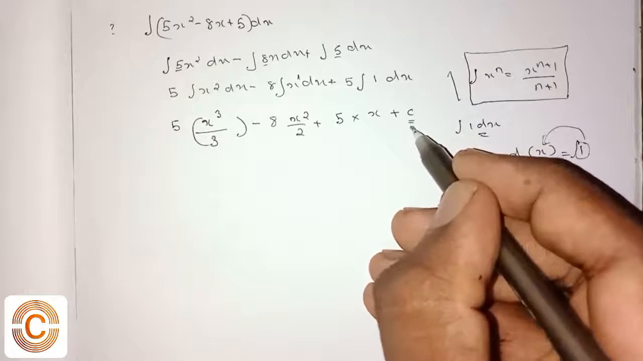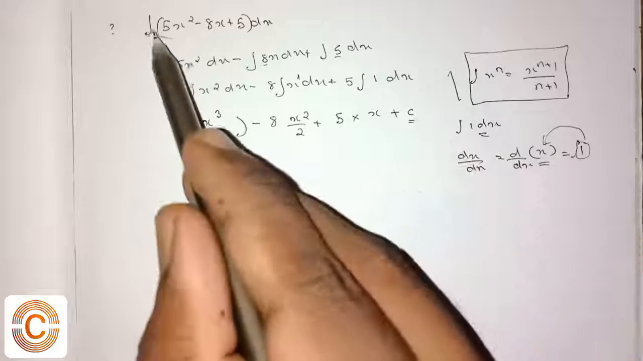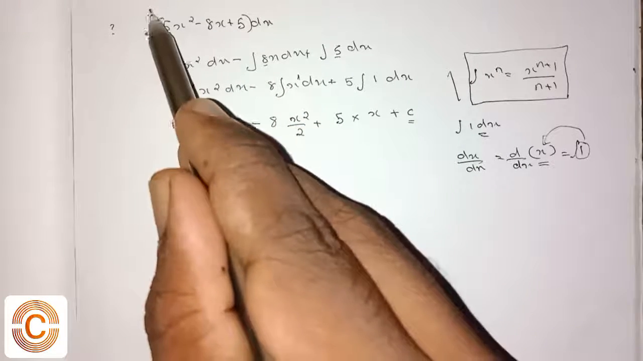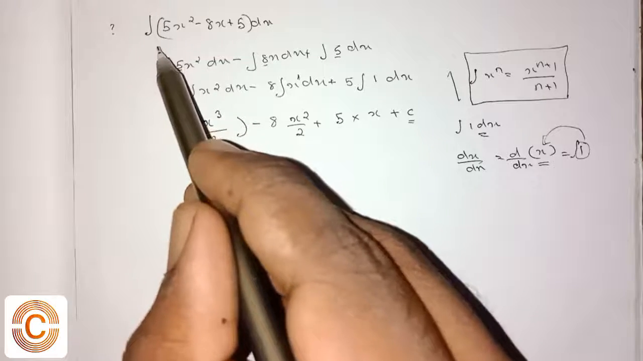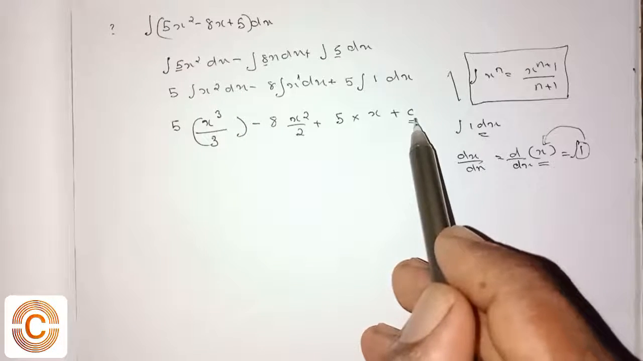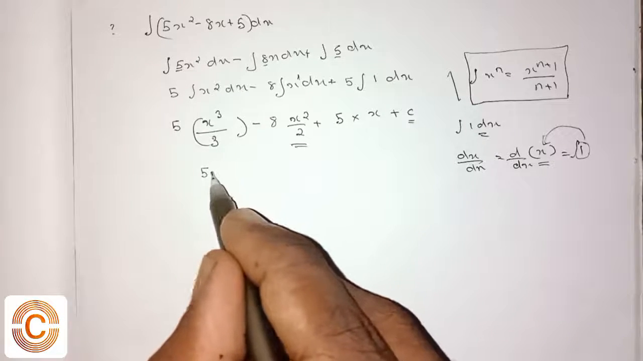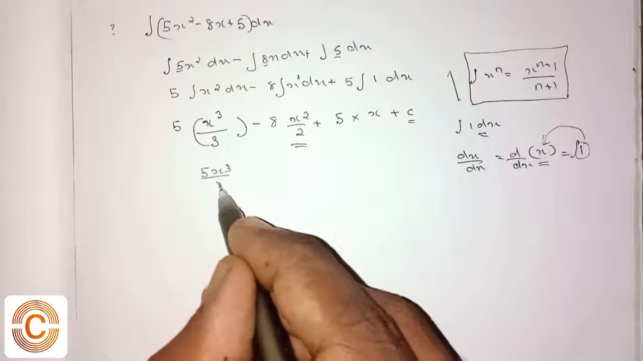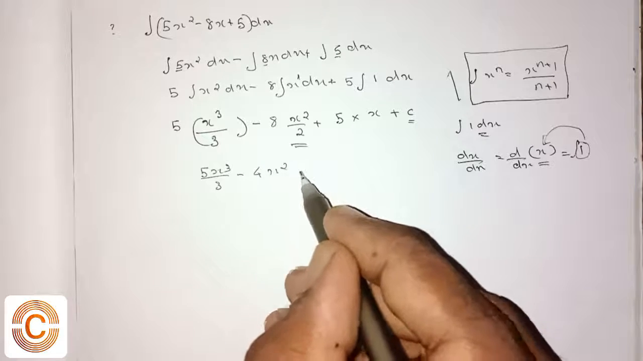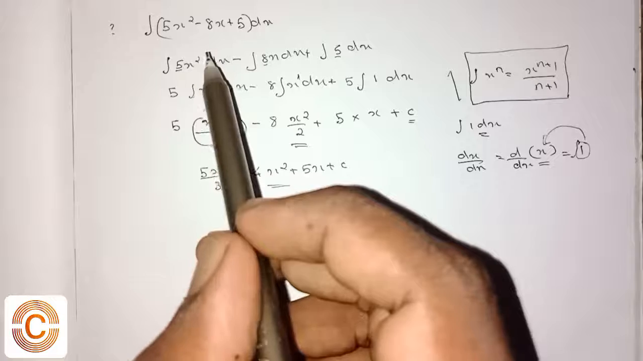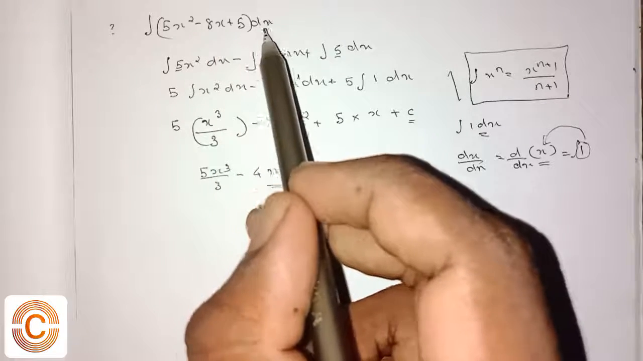Note here that the question is integral 5x square minus 8x plus 5 dx, and there is no limit on the integral, so we can put an integration constant in the final answer. So the final answer is 5x cube divided by 3 minus 4x square plus 5x plus c. This is the solution for integral 5x square minus 8x plus 5 dx.